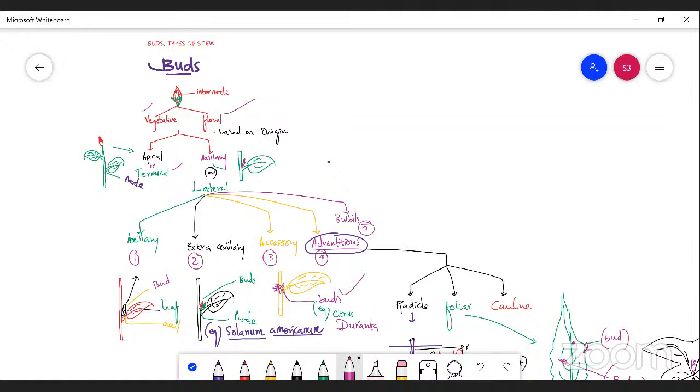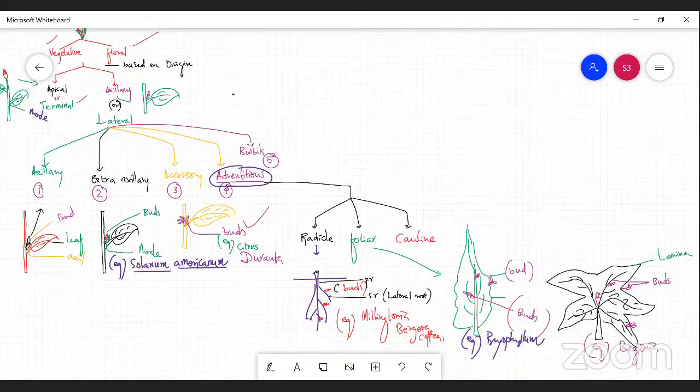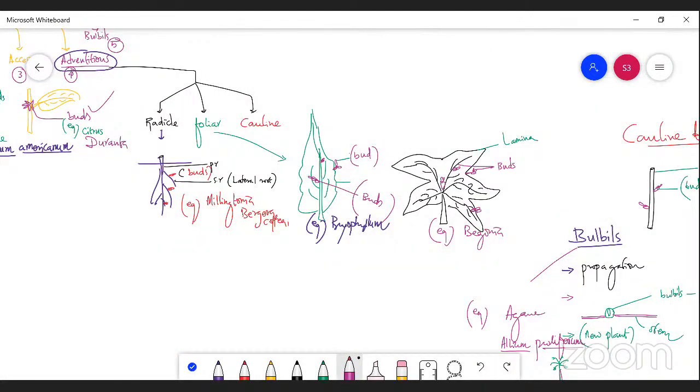Next, we pass on to adventitious buds. These are buds that arise from any other part of the plant body. It may be radical, foliar, or from the stem portion; that is called radical, foliar, or caulic bud. Radical buds arise on the lateral roots of Millettia and Bergera. The lateral growth is modified into a bud-like structure that is responsible for the propagation process. That is called a radical bud.